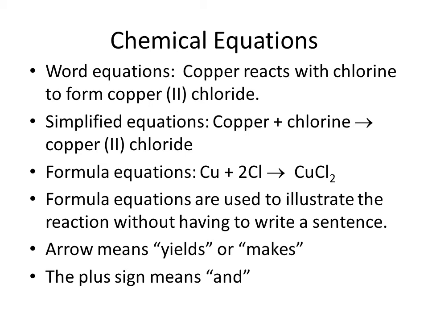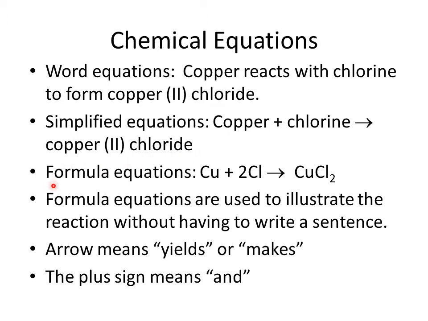All right, today we're going to be talking about chemical equations and balancing chemical equations. So first of all, with chemical equations, you've got three different types that you'll see. You'll see the equation written out in words, like this example here, copper reacts with chlorine to form copper 2 chloride. Or you can see simplified equations where it still shows the names, but instead of saying all the words, there are symbols to represent things coming together and making new stuff.